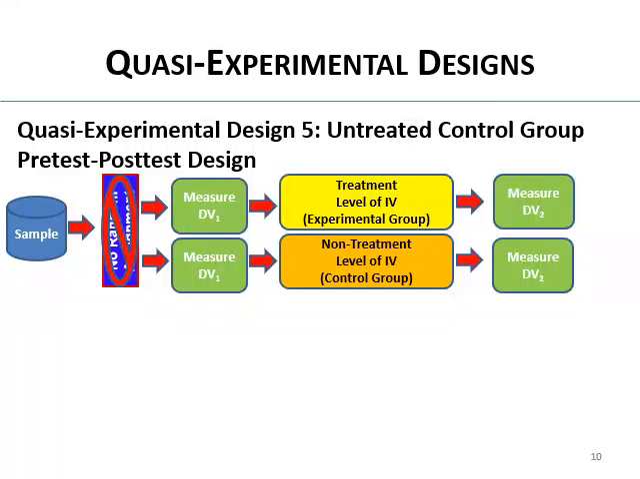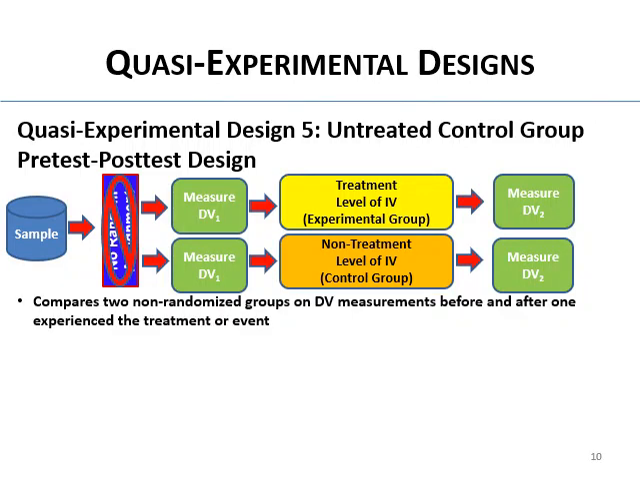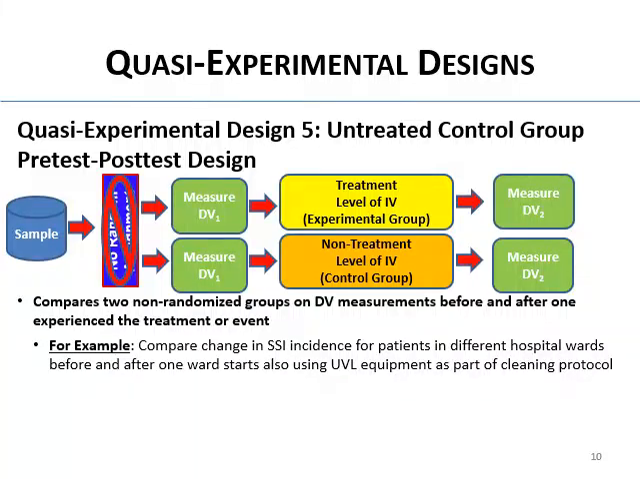The only thing that makes this not as great as it could be is you didn't randomly assign to the two groups. So it compares two non-randomized groups on the DV measurements before and after one experienced the treatment or the event of interest. So you could compare, for example, the change in surgical site infection incidence for patients in different wards before and after one starts using UVL equipment as part of its cleaning protocol. The other one does not.